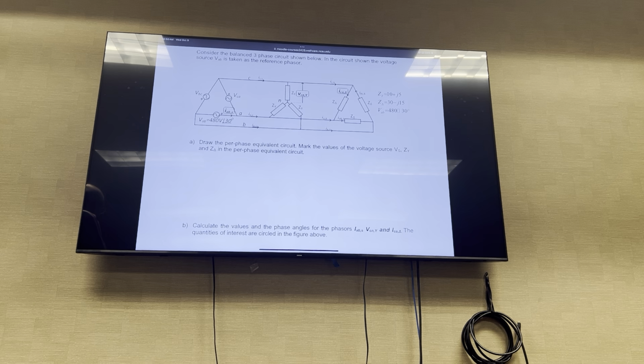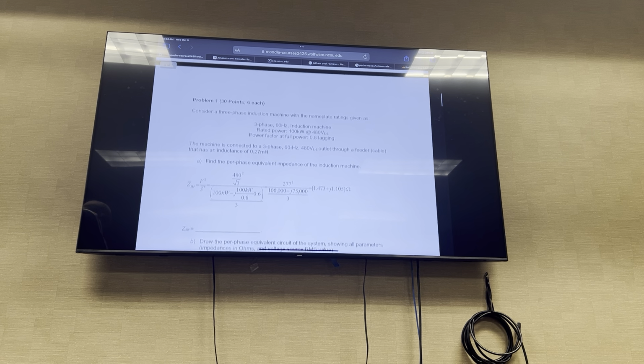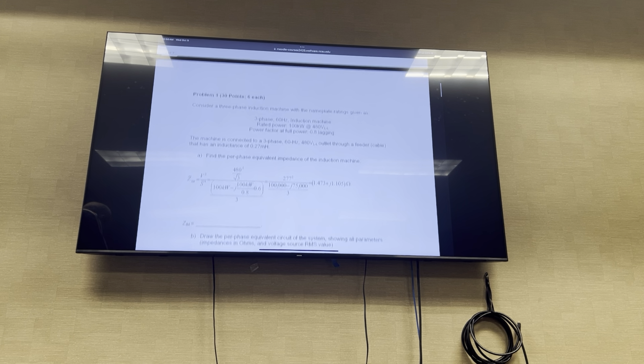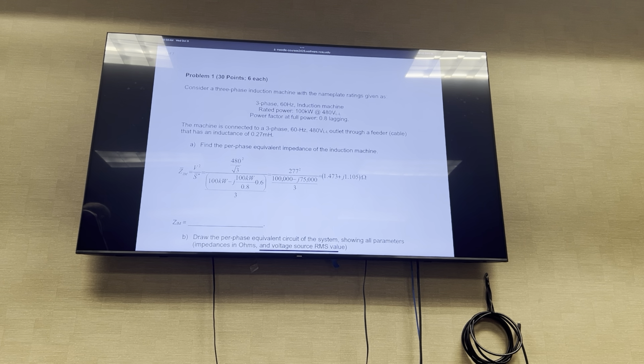On that same test, for number 1, when you're drawing the per phase equivalent, would the inductor be in series or parallel to the load or the ZIL? In this problem 1 here, yeah, for letter B.